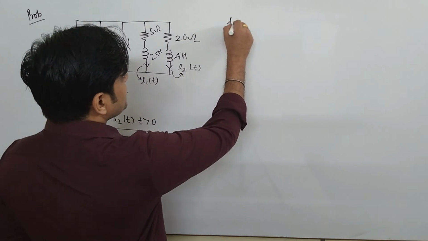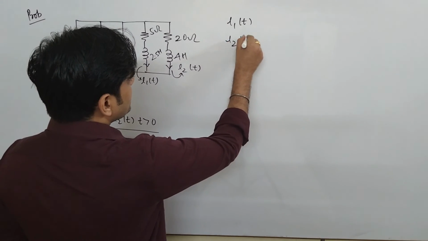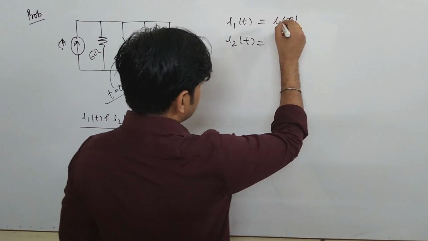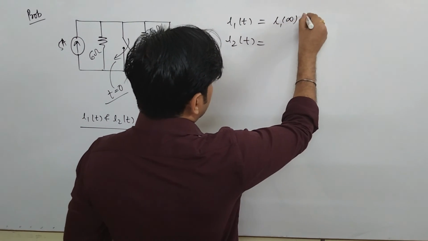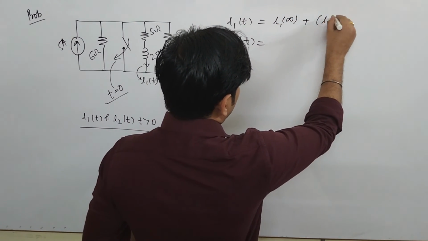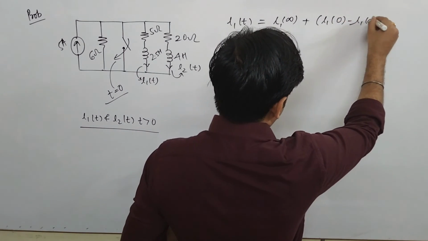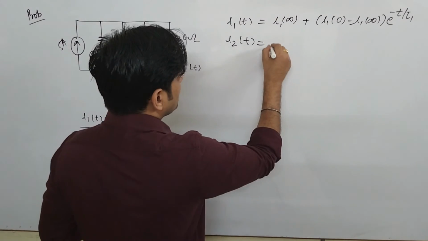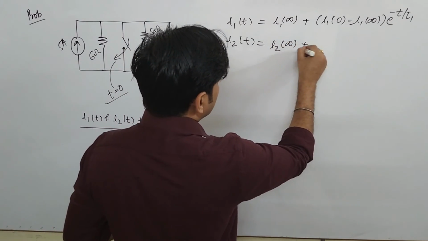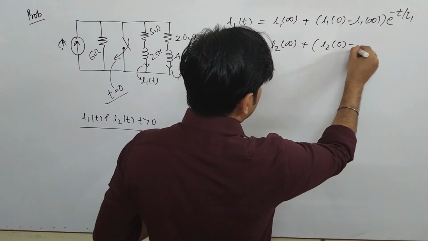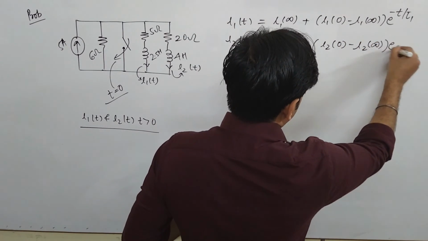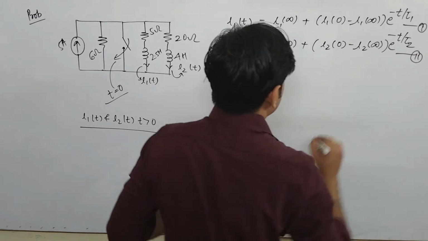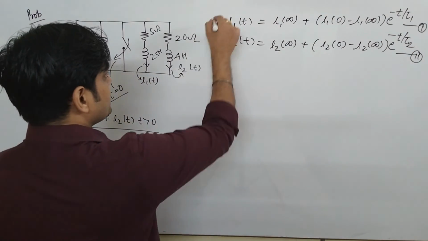As per our generalized formula, the solution for I1(t) is I1 infinite plus (I1 0 minus I1 infinite) times e to the power minus t by tau 1. Similarly, I2(t) is I2 infinite plus (I2 0 minus I2 infinite) times e to the power minus t by tau 2. This is the first, this is the second. Just try to understand, these are the techniques to solve.